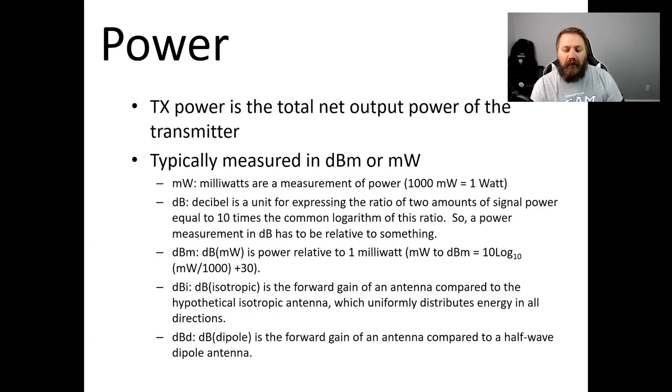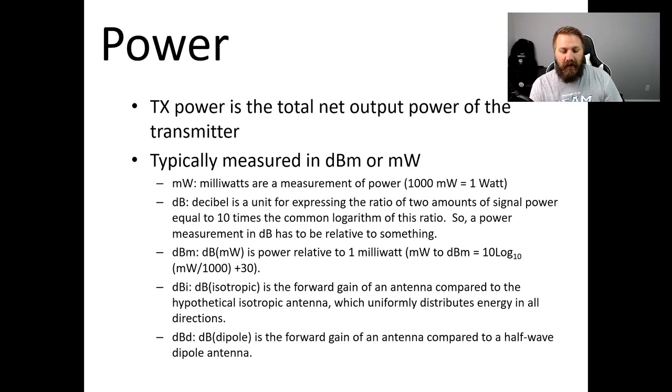So TX power is the total net output power of the transmitter. It's typically measured in dBm or milliwatts. Basically 1,000 milliwatts equals 1 watt. So dB, a decibel, I'm going to read this per the line, because a decibel is a unit for expressing the ratio of two amounts of signal power equal to 10 times the common logarithm of this ratio. So it has to be relative to something. And that's the point of reading this out loud.